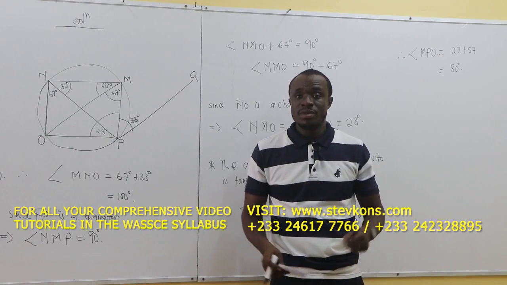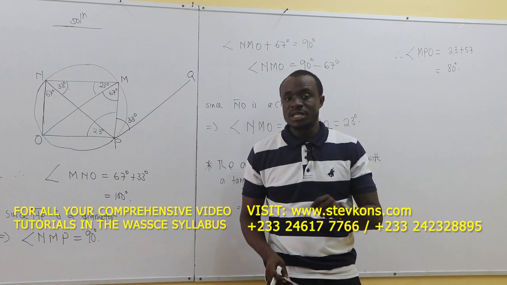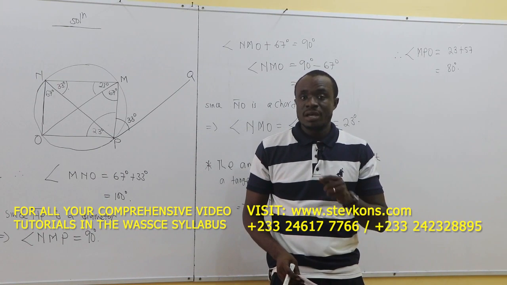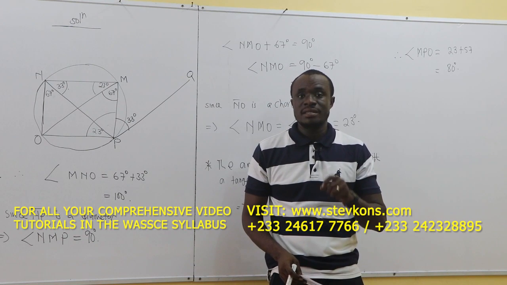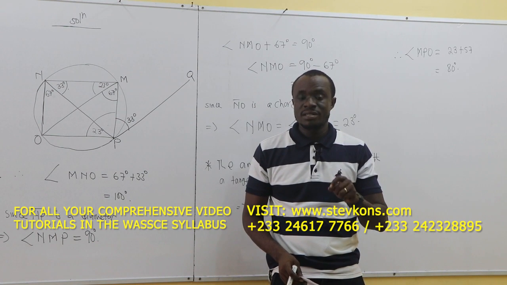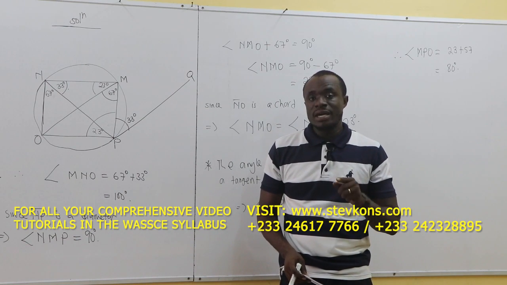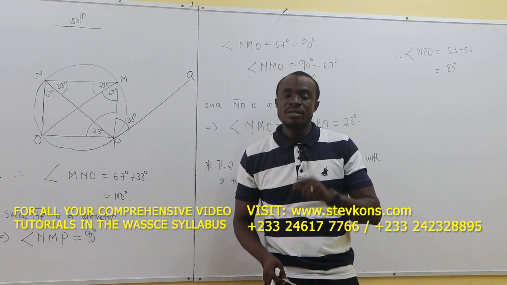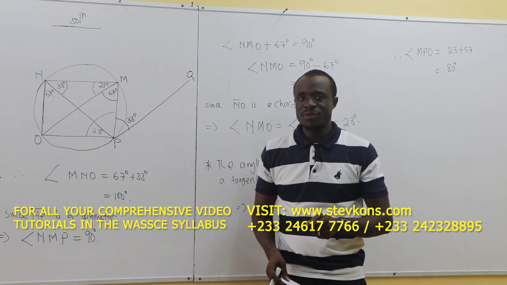So we use basically three properties. The first one that we use: the angle a chord makes in the same segment at the circumference are the same. And then we also use that the angle a diameter makes at the circumference is 90 degrees. We also use the angle a chord and the tangent make is equal to the angle the chord makes in the alternate segment. That is very, very easy.